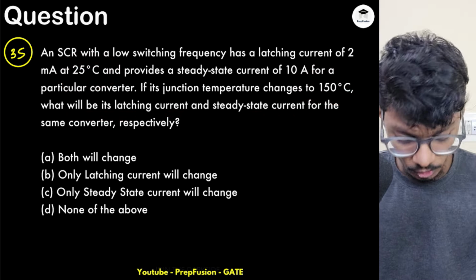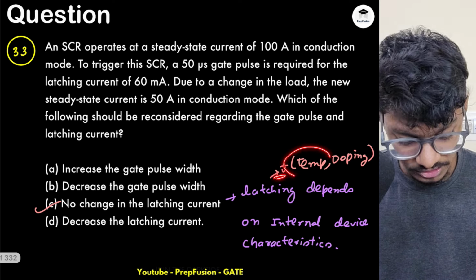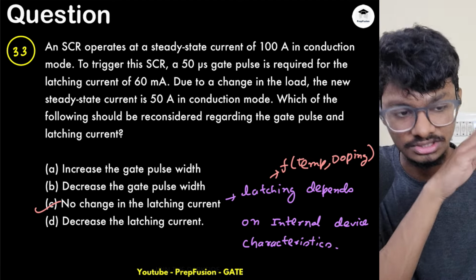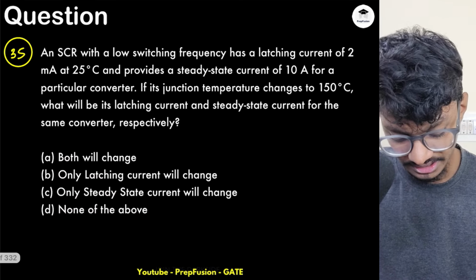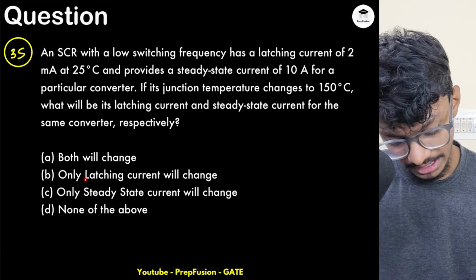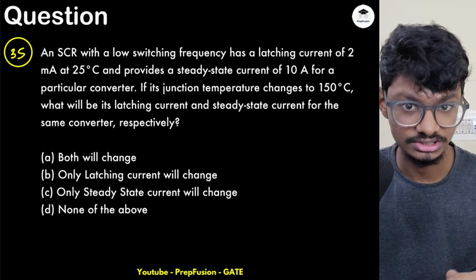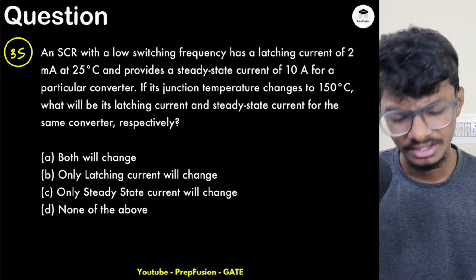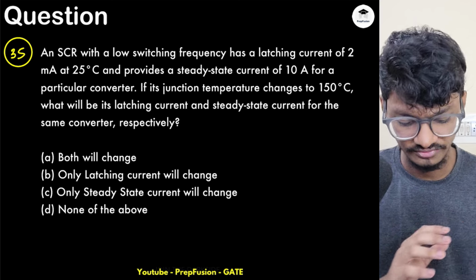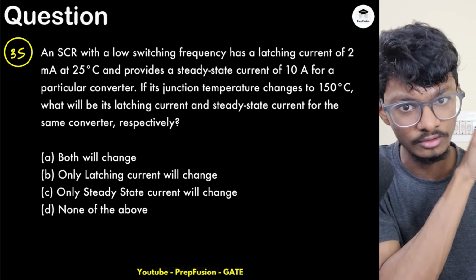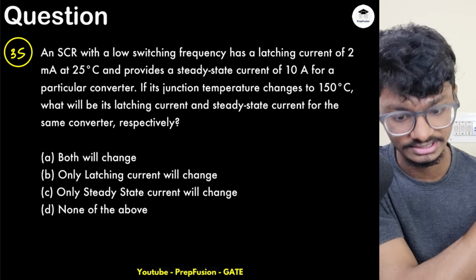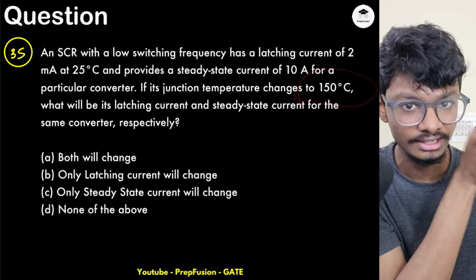I told you just before, latching current depends on the temperature, basically on the charge carrier concentration. As temperature increases, charge carriers also increase, so obviously latching current will change. But will the steady state current change? No, steady state current won't change, because with variation of junction temperature, outside circuit parameters won't change, right? The resistor value connected outside the SCR won't change. They are talking about inside the SCR, inside the junction.